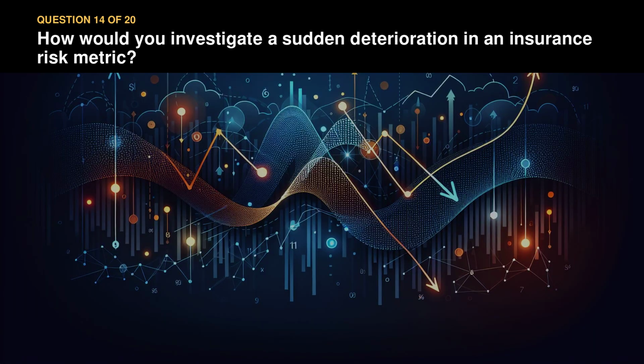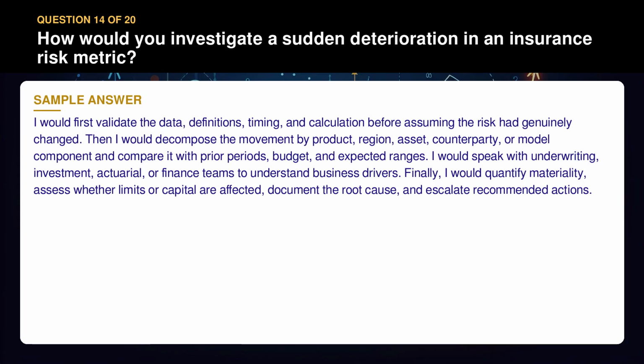Question 14. How would you investigate a sudden deterioration in an insurance risk metric? I would first validate the data, definitions, timing, and calculation before assuming the risk had genuinely changed. Then I would decompose the movement by product, region, asset, counterparty, or model component and compare it with prior periods, budget, and expected ranges.